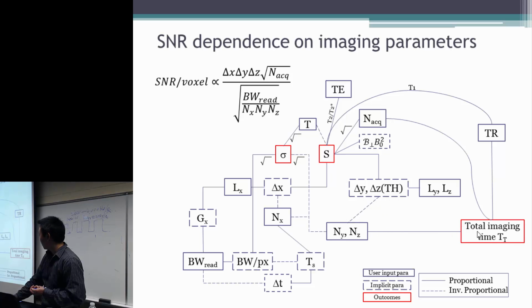But the total imaging time, of course, is reduced. So if we do not take into account the T2 or T2 star decay, then doing the segmented or multi-echo acquisition should give you the same SNR. That means you can collect the data in a fraction of the time. So from an SNR point of view, it's very good to do segmented acquisition.